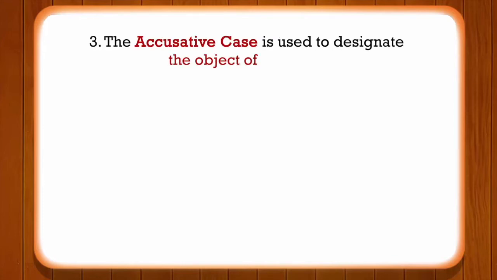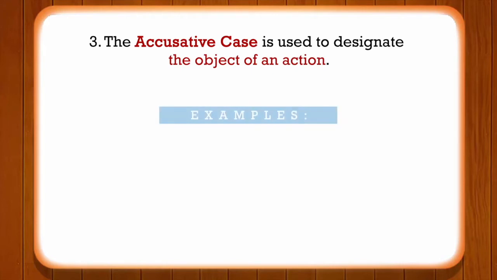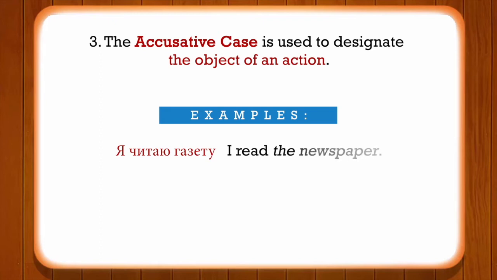The accusative case, or винительный падеж, is used to designate the object of an action. For example, Я читаю газету. Я читаю что? I am reading what? I am reading a newspaper. So газета changes into газету. Accordingly, as per the rule of grammar, in the accusative case, if a noun belongs to the feminine gender, а changes into у.